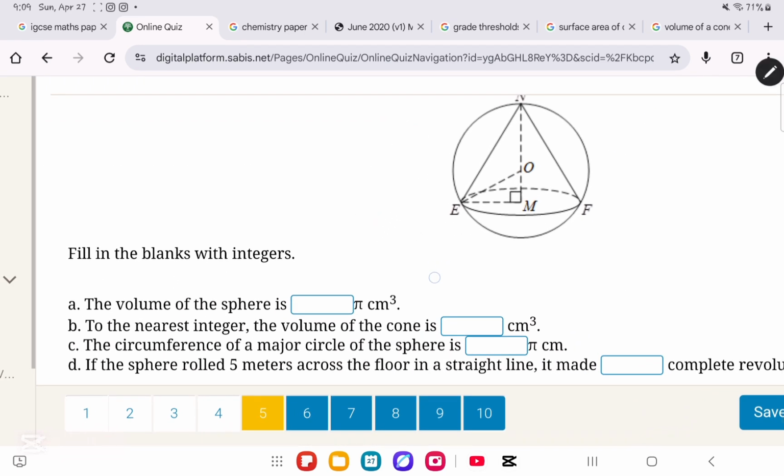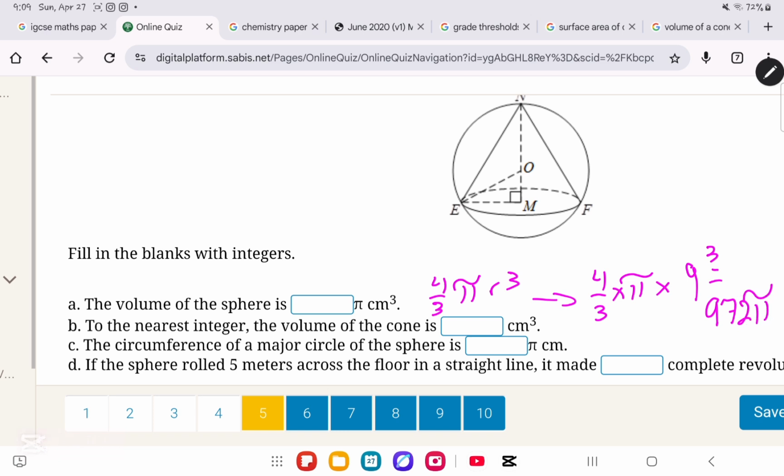We know that the volume of a sphere is 4 over 3 pi r cubed. So 4 over 3 pi times the radius of the sphere, which is given to be 9, cubed. Put it on your calculator, you will get 972 pi.